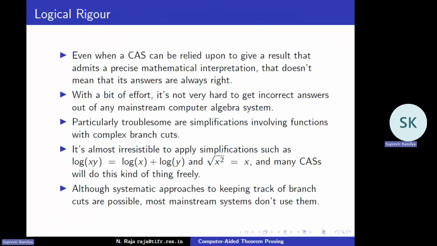The next dimension of difference is the notion of logical rigor. Even when a computer algebra system can be relied on to give a result which admits a precise mathematical interpretation, we've been talking about semantics a little while back, even if the interpretation is precise, that doesn't mean the answers it gives are always right. You just have to believe me on this: if you take a computer algebra system, with just a little bit of effort, it's not very hard to get incorrect answers out of it.